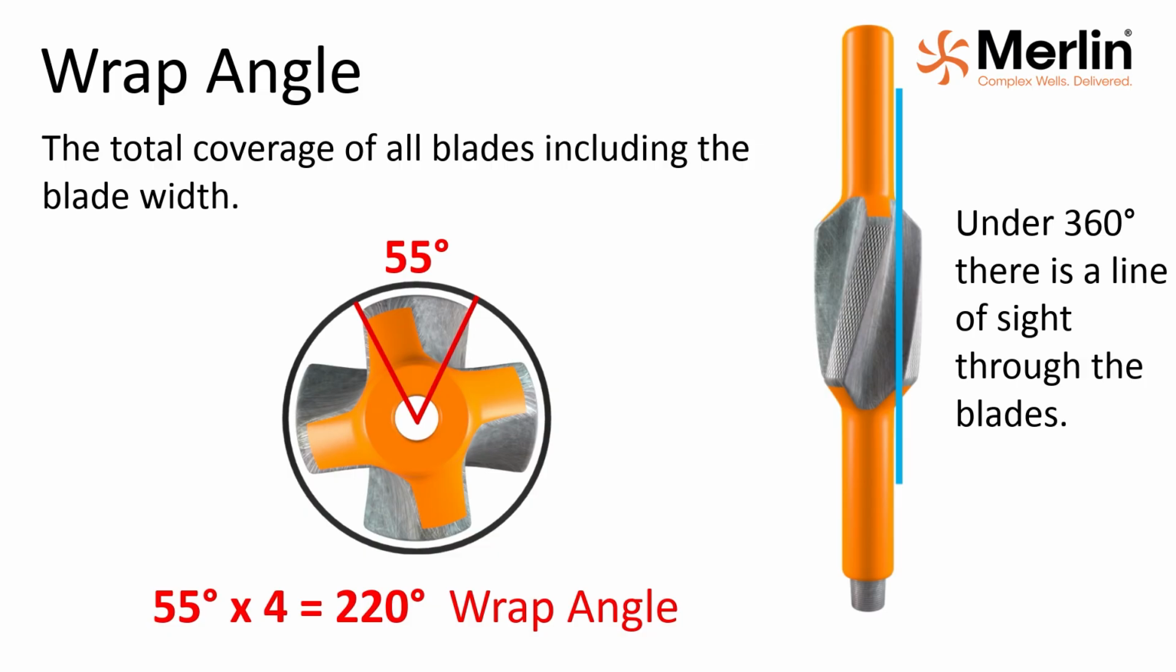Wrap angle. This is the total coverage of all blades, including blade width, measured in degrees. In the image shown, each blade has 55 degrees of coverage. With 4 blades in this design, this results in 220 degrees of wrap angle. As shown on the right, a stabilizer under 360 degrees wrap angle has a line of sight through the blades.